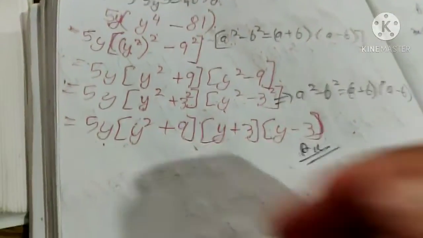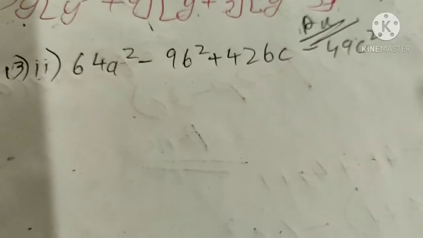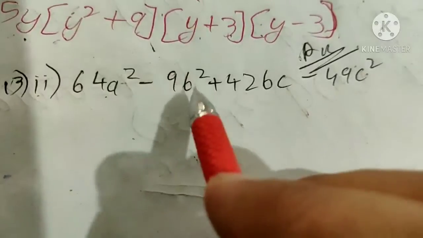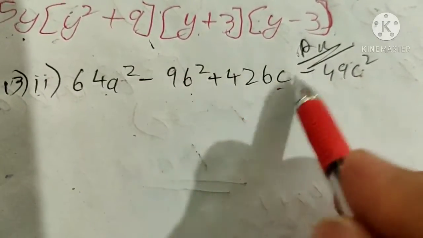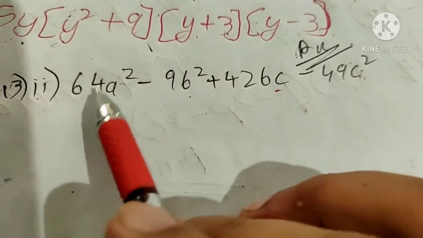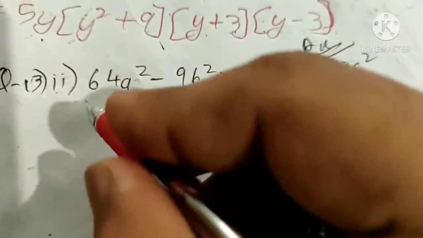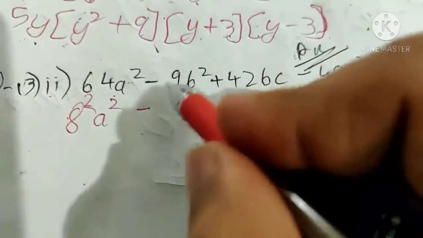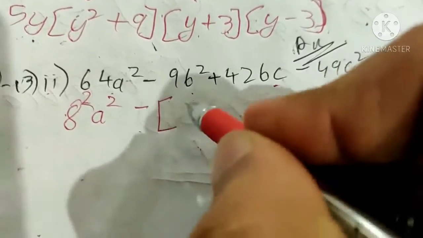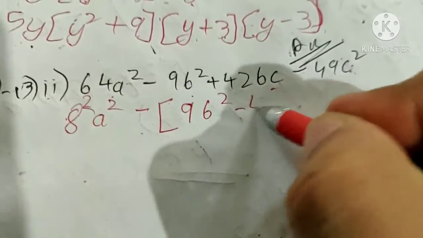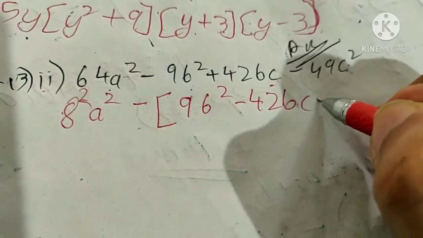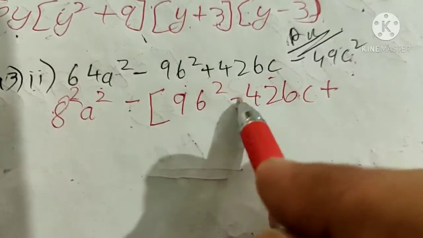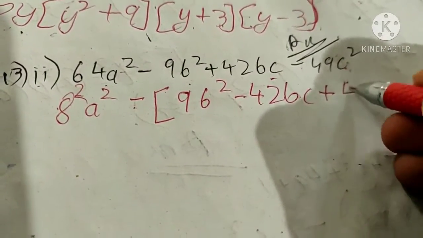Okay, so next question is this. So what will we do here? If we see a square, b square, bc and c square, b square, bc and c square can be correlated, but a square is not related to anything. So we will keep this aside. 64 can be written as 8a to the power 2, and minus, taking minus common, we are left with 9b square minus 42bc plus 49c square. Taking minus common, this plus will change into minus, this minus will change into plus.